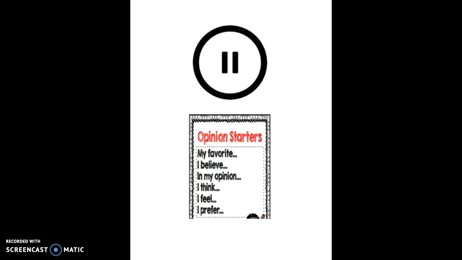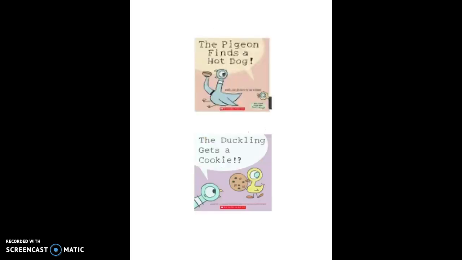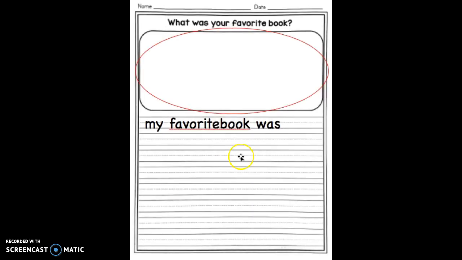Great job, boys and girls. I bet you did an incredible opinion statement. Now, remember, the two books we had to pick from were The Pigeon Finds a Hot Dog and The Duckling Gets a Cookie. So now you're going to draw a picture of the book that you chose as your favorite up in this area up here for the illustration. Add some details and take your time coloring it. Go ahead and pause the video while you do that now.